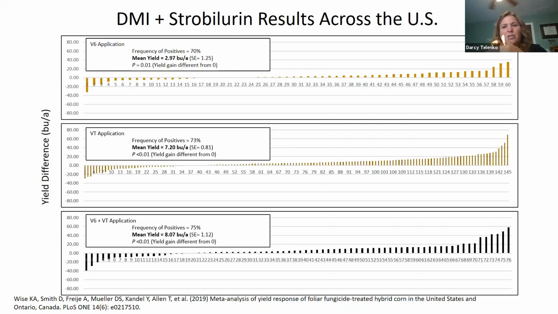And then the combination, the 2-hit, was only 8.7 bushels. Again, just a little bit of a boost, so it may not pay for that early application. It kind of shows this VT is where you need to stay, but if you decide to go with a V6, you still may have a 70% chance of getting 3 bushels per acre based on these data.